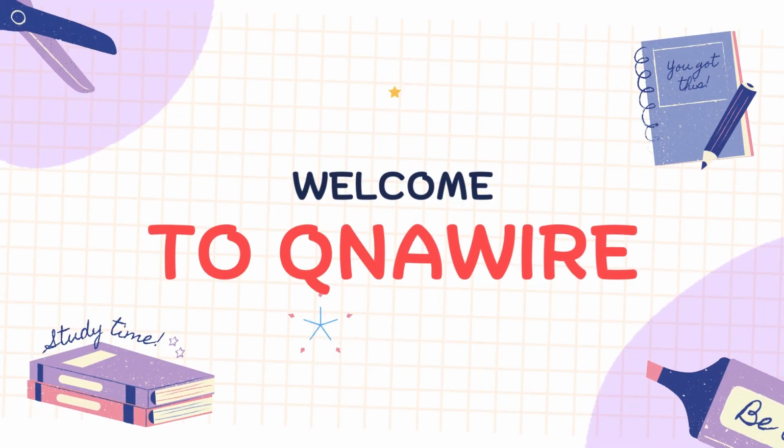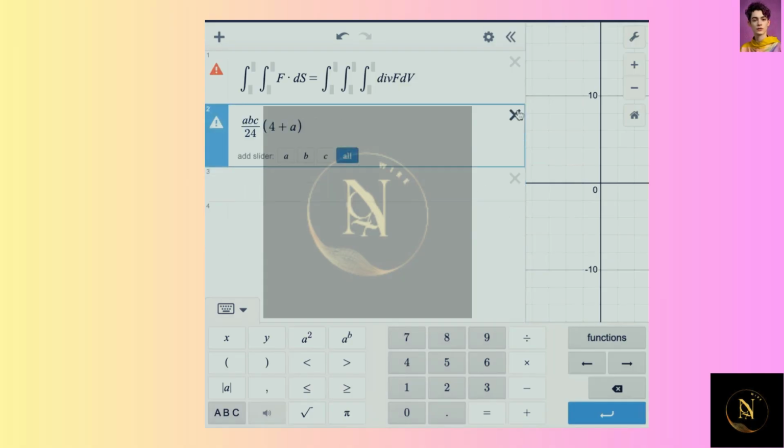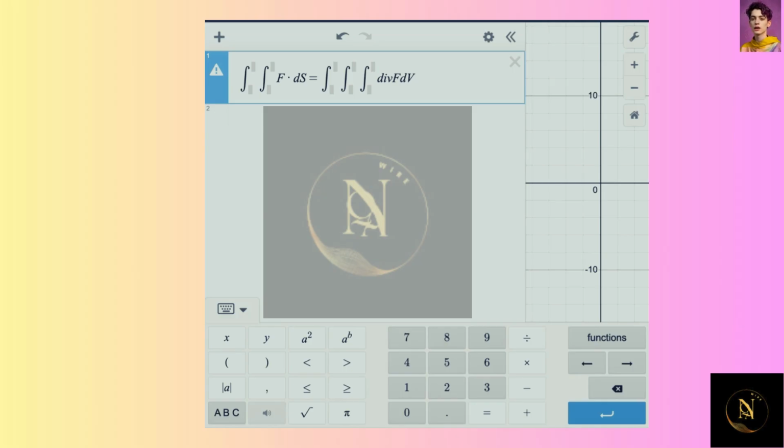Welcome to qnawire. For this section and this problem in particular, we're going to be using the divergence theorem, which states the following formula essentially right here. And what we're going to want to do is compute the volume integral.